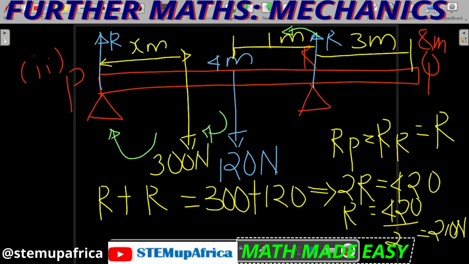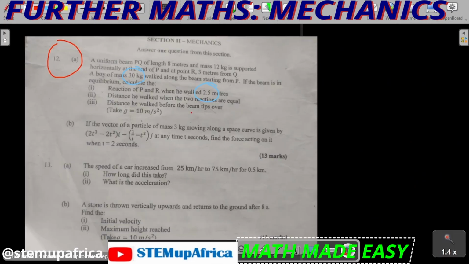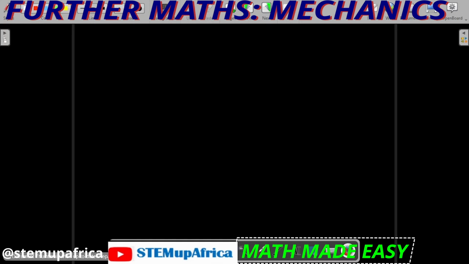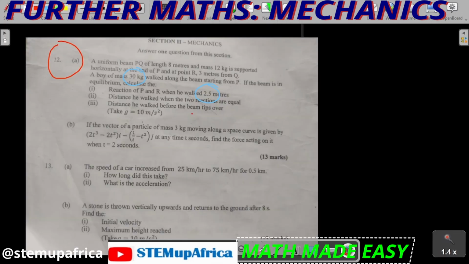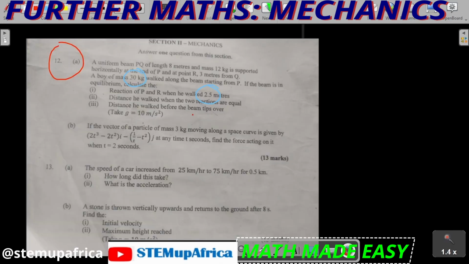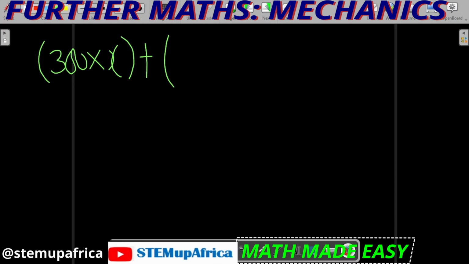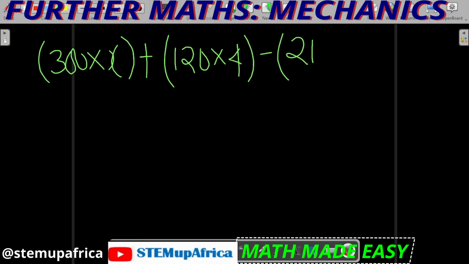So I'm going to have 300 times x, then also we're going to have 300 times x plus 120 times 4 minus 210, which is the value of the reaction now, times 5 equals 0.